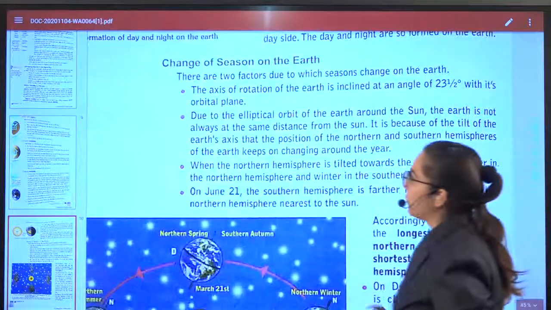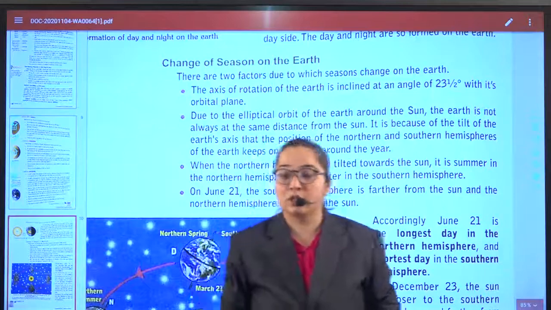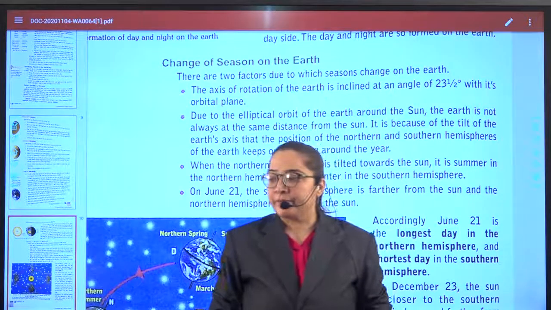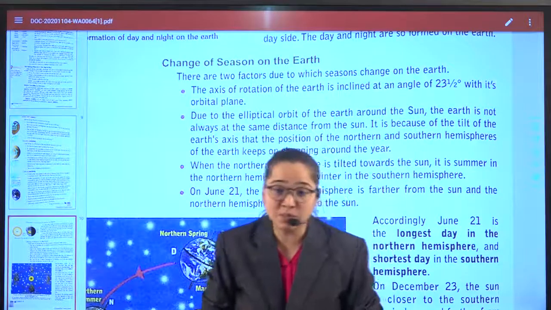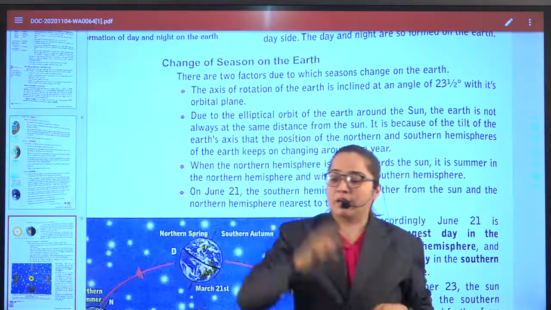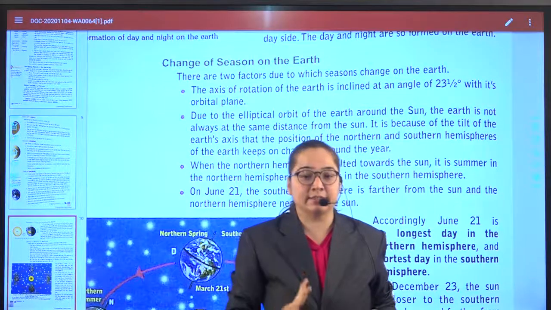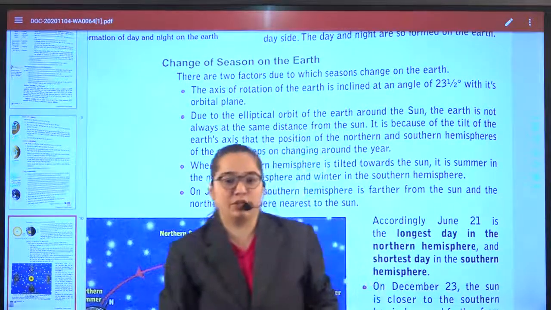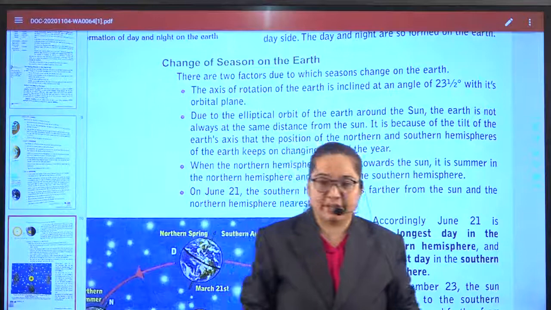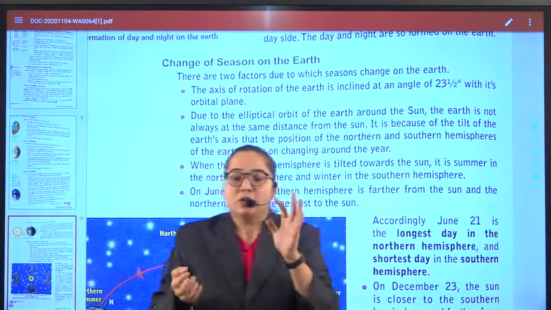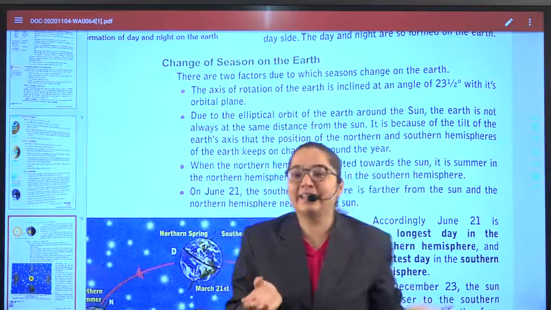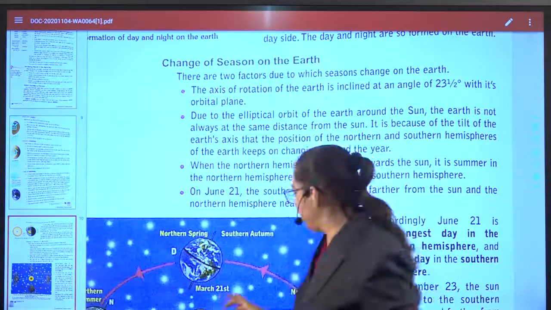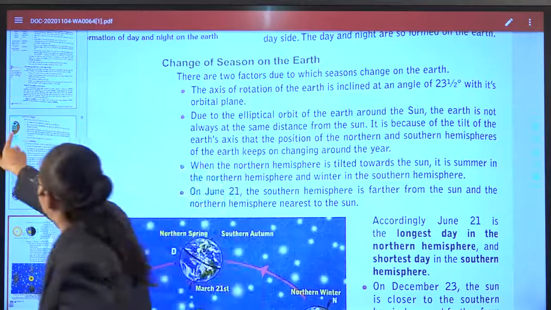Next content which we are having is the change of the season on the earth. मतलब कि ये summer, winter और monsoon seasons होते कैसे हैं. There are two major factors कि जिसकी वजह से seasons होती हैं या seasons में change आते हैं. Very first one is, जो earth है it is tilted.